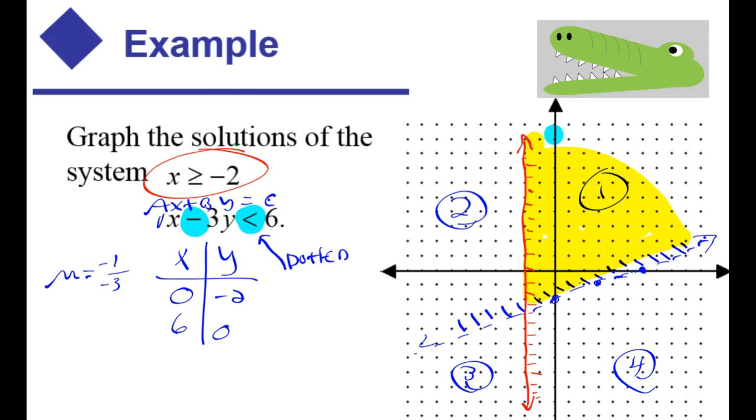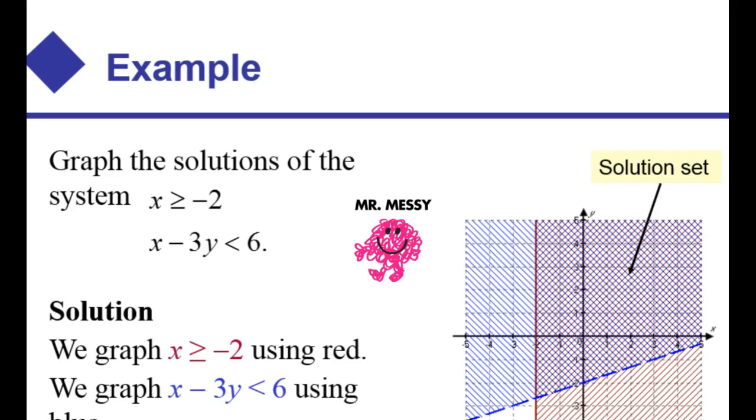So again, I would check 0, 0 and see if it's a solution. So yes, 0 is greater than or equal to -2. That's true. And 0 is less than 6. So it's true for both scenarios. So I feel pretty good about 0, 0 being a solution.